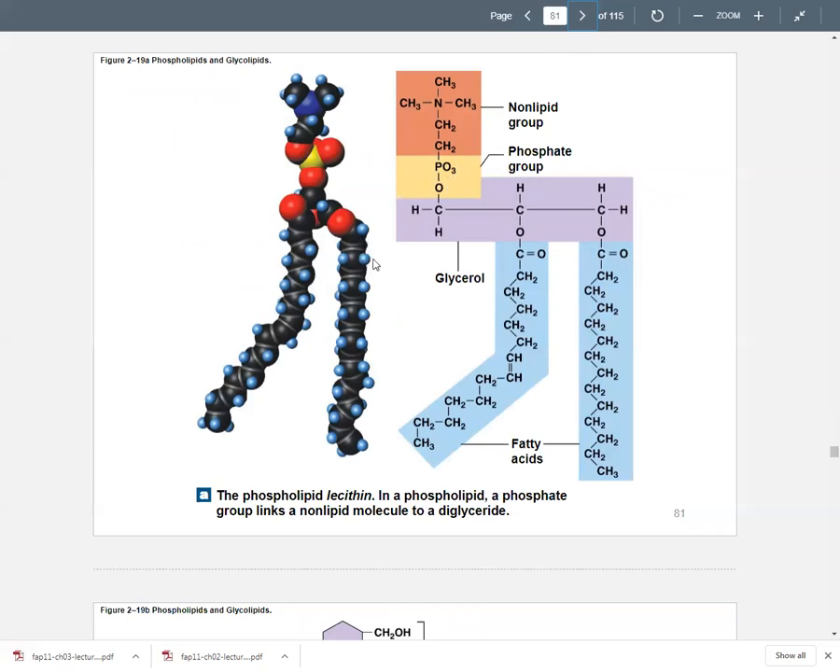All right, so this is a phospholipid. This is not a robot, this is a phospholipid. Here's your non-lipid group, your phosphate group, here's your glycerol, the 3 carbons, and your 2 fatty acid tails. So if you see glycerol, 3 carbons, 2 fatty acid chains, a phosphate group, and a non-lipid group, which is basically your polar head, that is a phospholipid.